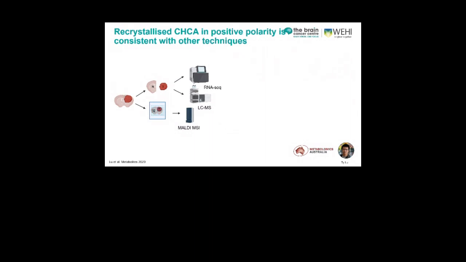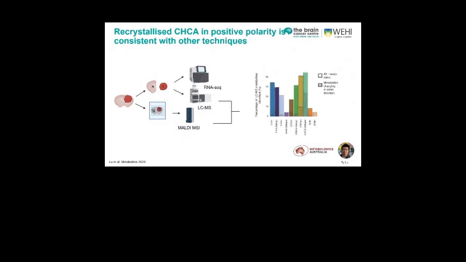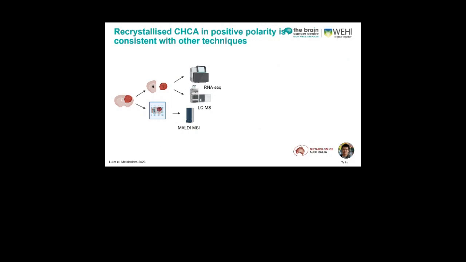So for the comparison with LC-MS, what we found was that over 40% of the metabolites detected by LC-MS were also found by this recrystallized CHCA matrix in positive polarity. And then furthermore, we could show that half of the metabolites also shared the same direction of change between tumor and normal compared to the LC-MS, and this was really the highest consistency.